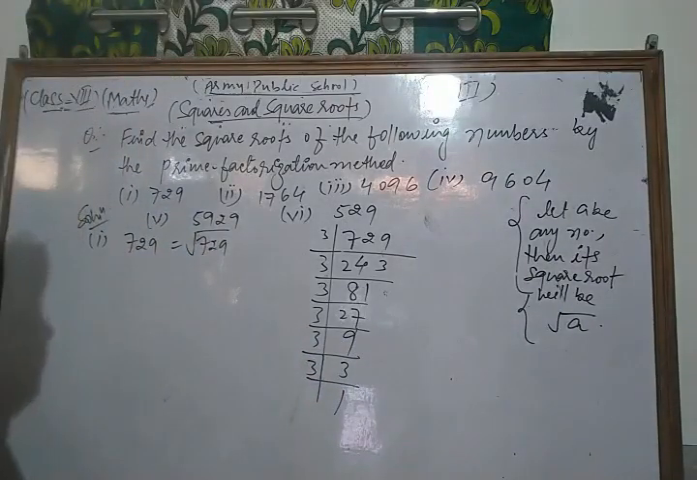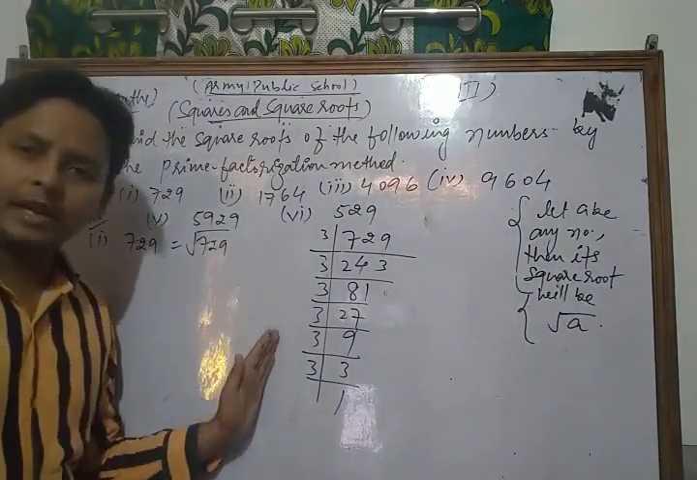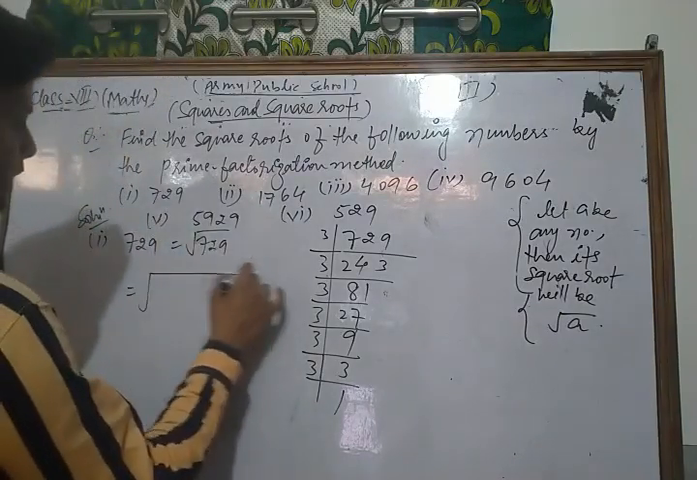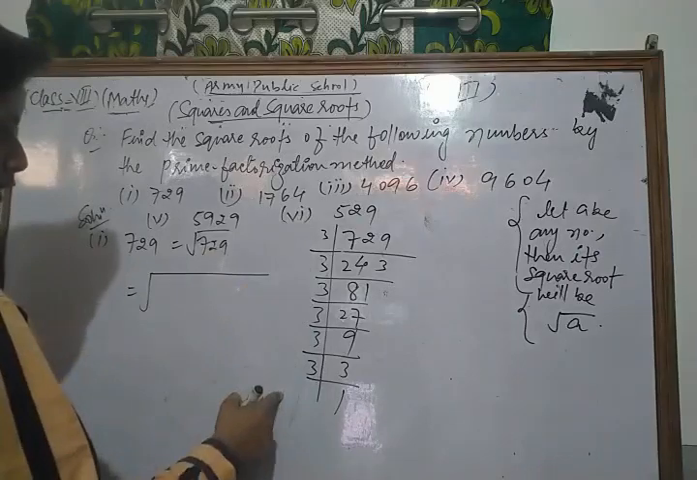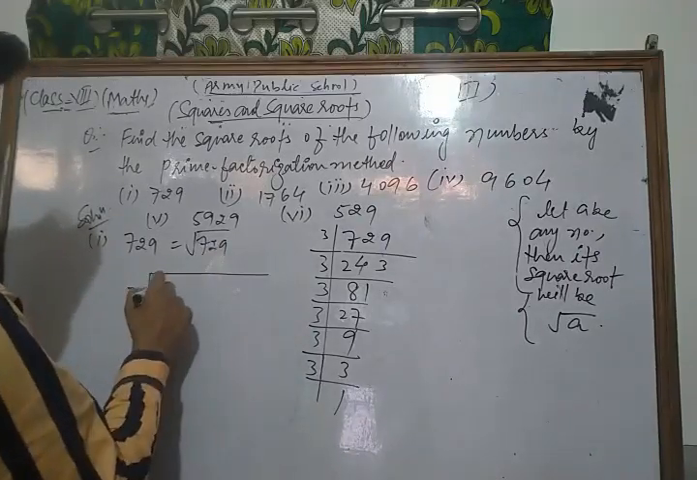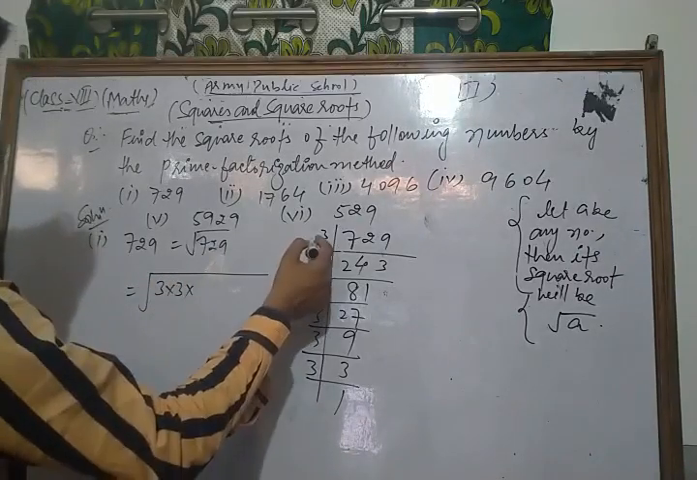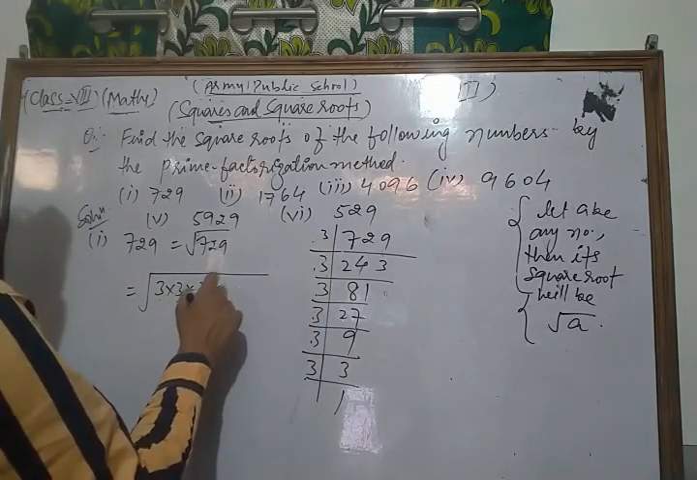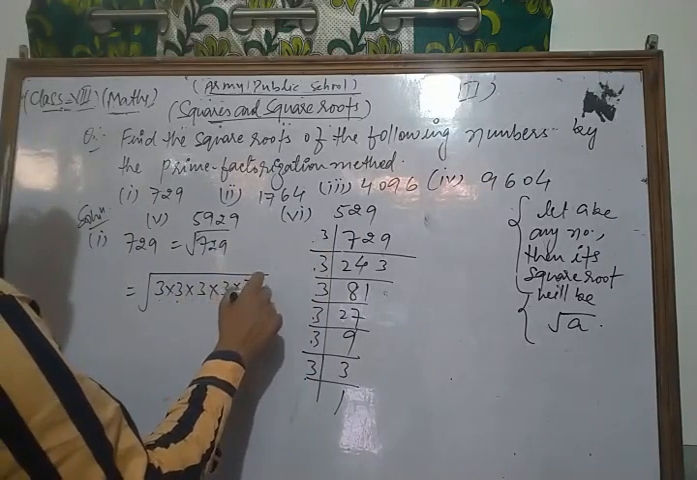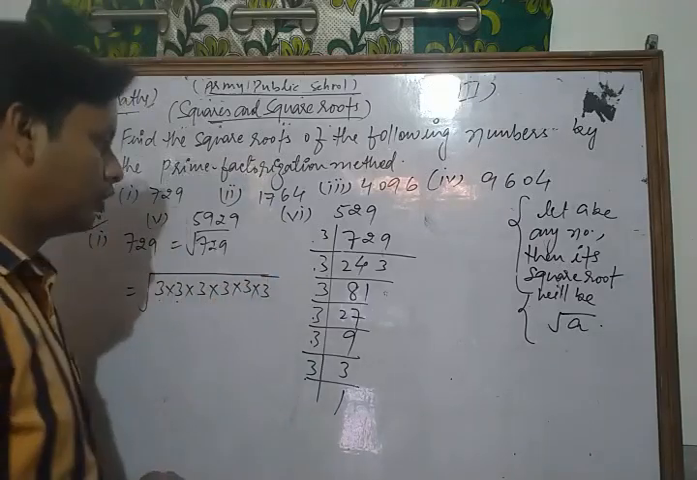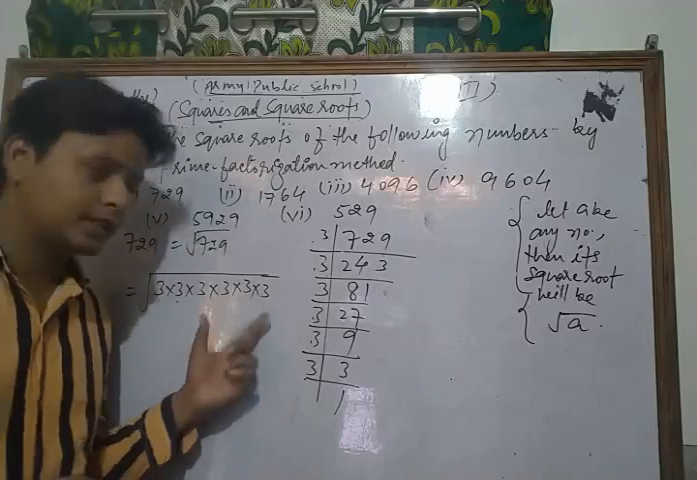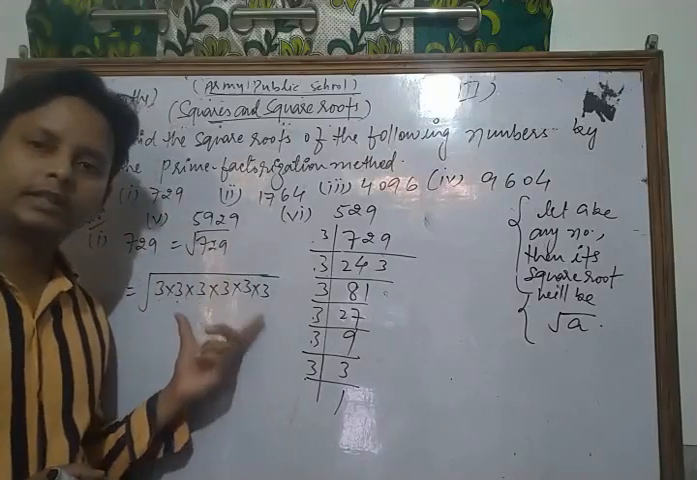Now first of all we do its prime factorization. Now we write in this way. We write its prime factorization inside the square root. This is 3 into 3, how many times? 1 2 3 4 5 6. Okay, dear students, first of all we write the prime factorization of 729 in that way.